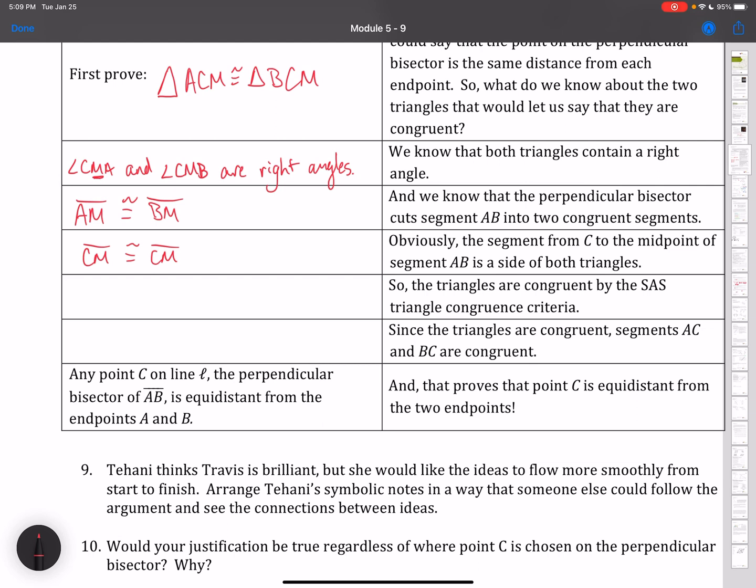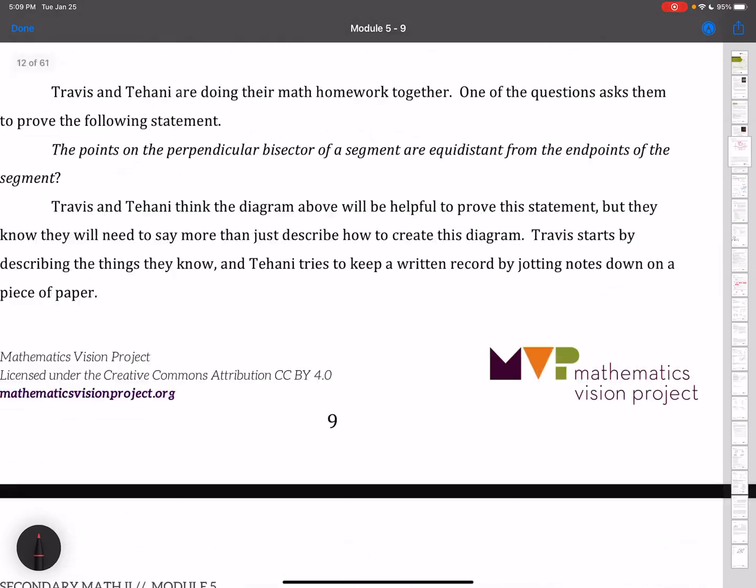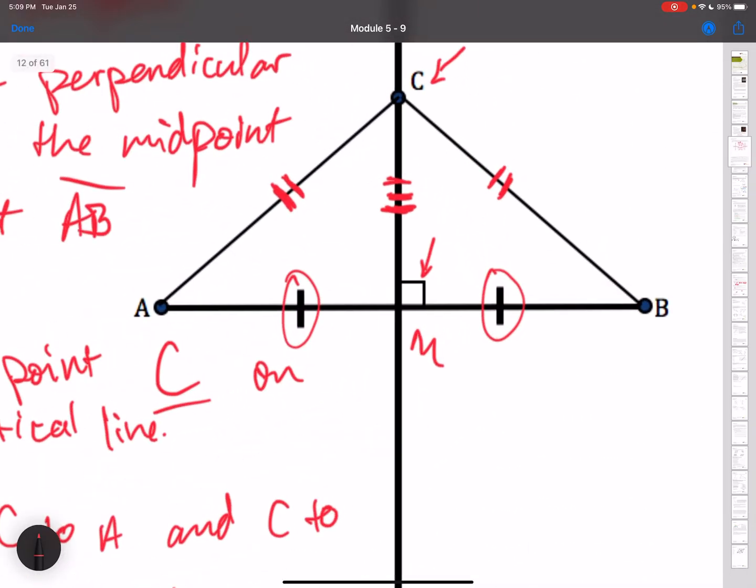So that line is itself. And then he says, so the triangles are congruent by the side angle side, SAS, triangle congruence criteria. Now that's a new idea here, but this is a conjecture or a congruence kind of statement that we can look at and say, okay, if we have a side, an angle, and a side that are congruent in two triangles, we could state that those two triangles are congruent.